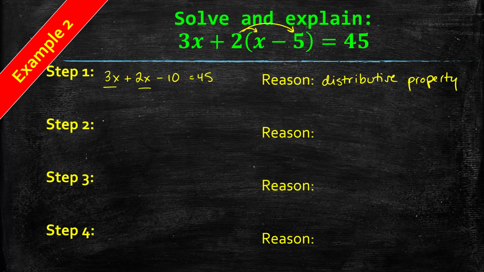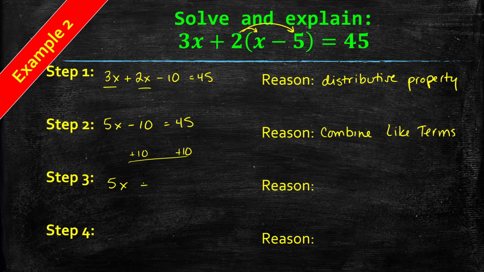Next, we would combine our like terms, which would give us 5x minus 10 equals 45, and we could just put combine like terms. Okay, next we would add 10 to both sides, which would give us 5x equals 55. And the reason for that, add 10 to both sides. So we're telling what we're doing, add 10 to both sides.